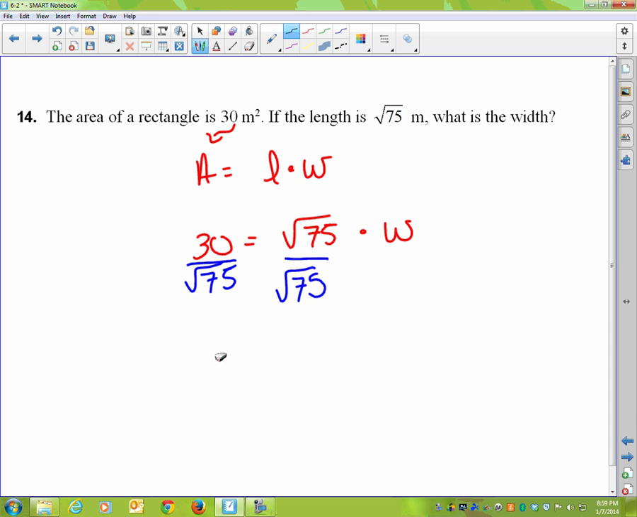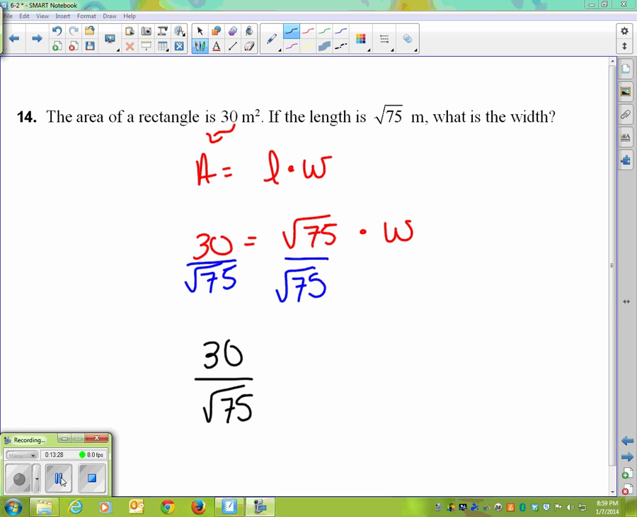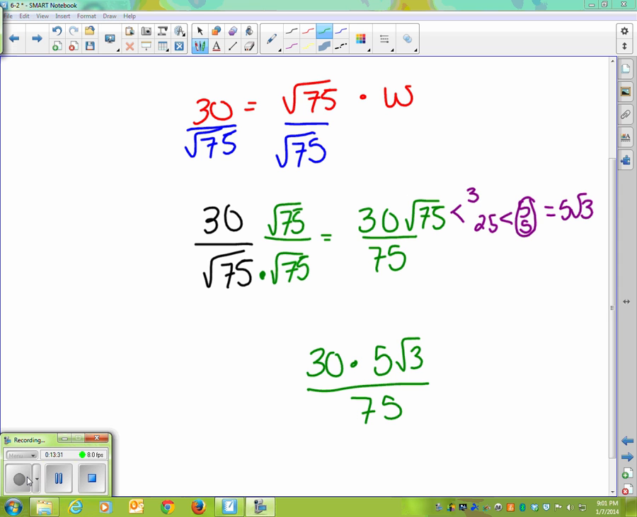So the problem you need to finish is 30 divided by square root of 75. You need to rationalize the denominator and simplify the problem. When I rationalized the denominator, I took the square root of 75 for both numerator and denominator. That gave me 30 radical 75 over 75. I then simplified radical 75 into 5 radical 3, which brought me down to this step.